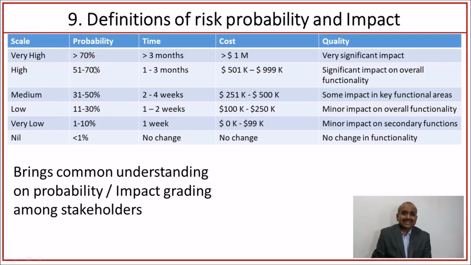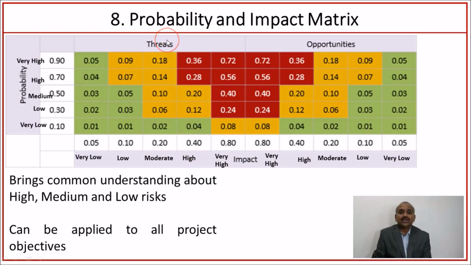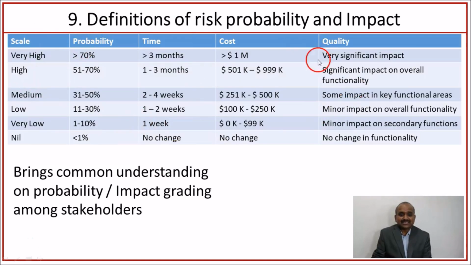To avoid that kind of situation, we come up with a common definition depending upon the project context. So when to call probability very high, when to call impact very high. Depending upon historical experience and project context, we arrive at the grading. It provides a common understanding on probability and impact grading. The moment we have a common understanding of the probability grading scale and impact grading scale, we proceed towards the probability and impact matrix. Now all people should use the same vocabulary for very high, high, moderate, low, very low, because we have established the grading scale for both probability and impact.